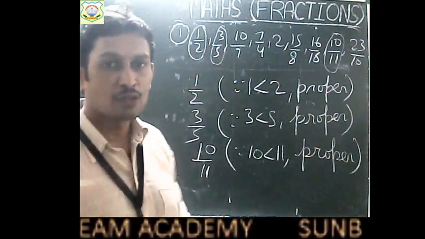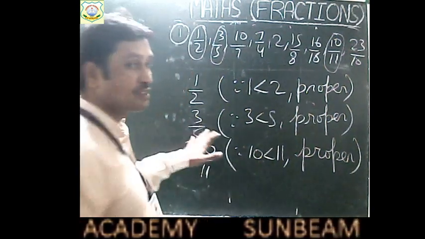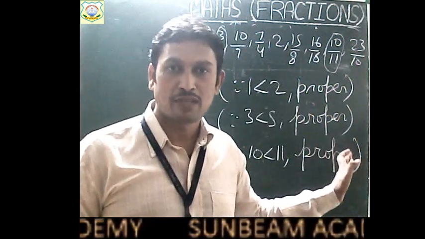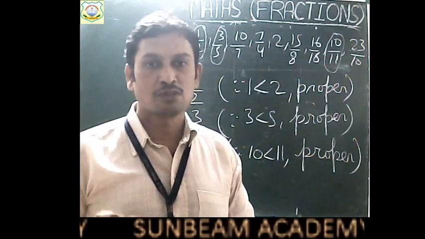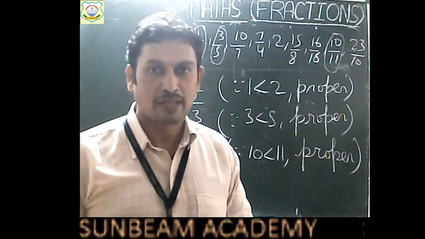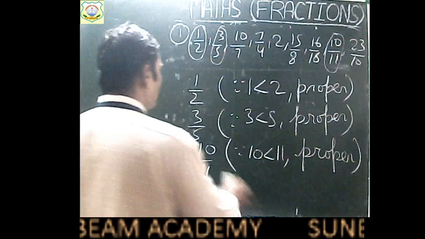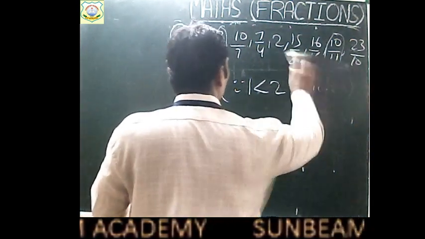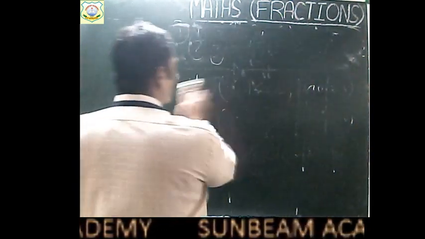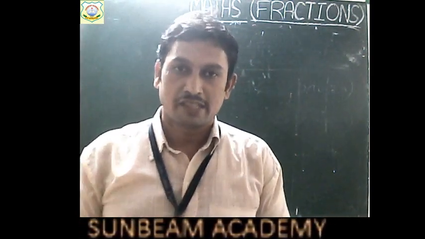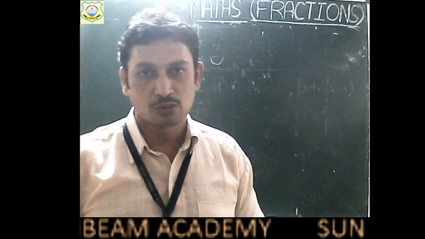Right? In this way, I think you can solve this question. The second question is the same, but in the first question you have to choose proper fractions. In the second one, you have to choose improper fractions only. Right, children? So I think you can solve question number 2 now. To find the improper fractions, you will choose those fractions in which numerator is either greater than denominator or equal to denominator.